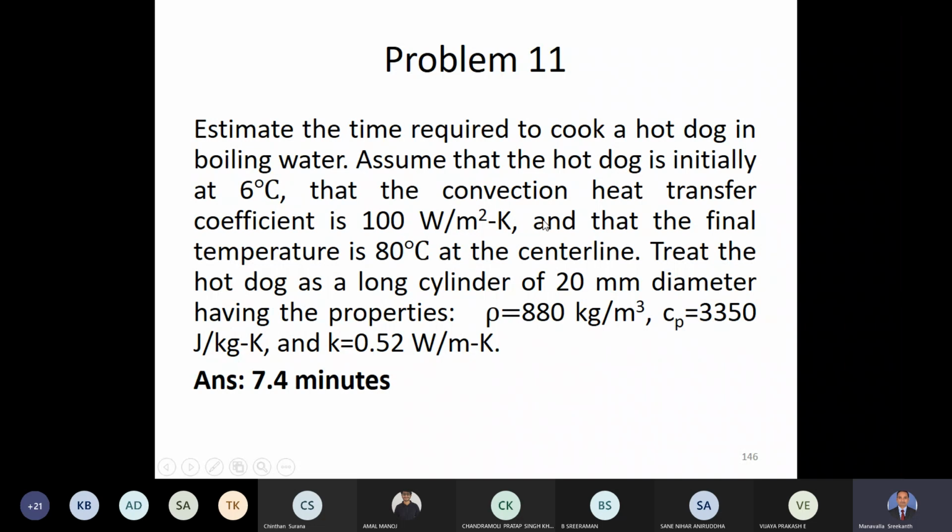Okay, so now the question is, for this hot dog, for the center temperature to reach 80 degrees Celsius, what is the time needed? That's the question. Okay, so let us start solving the problem.